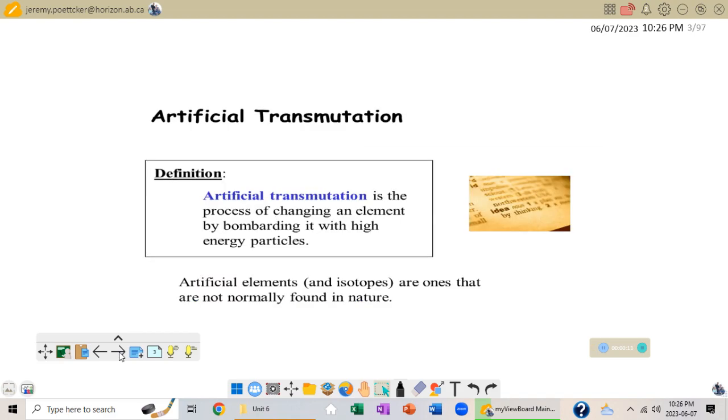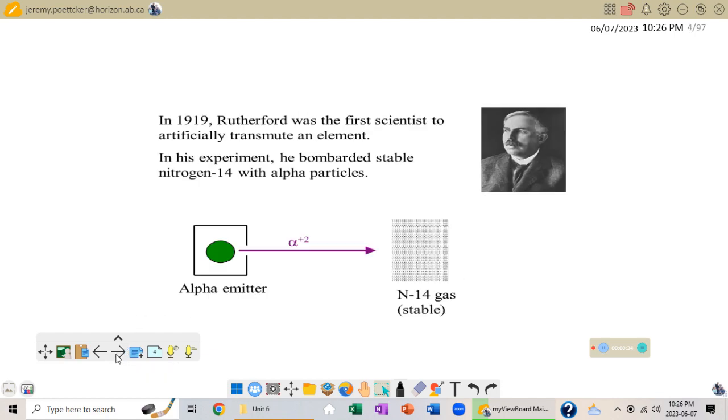So artificial transmutation, which sounds like we're doing something really weird or mutating things, is basically just changing an element by bombarding it with high energy particles. Artificial elements as well as isotopes are ones that are not normally found in nature.